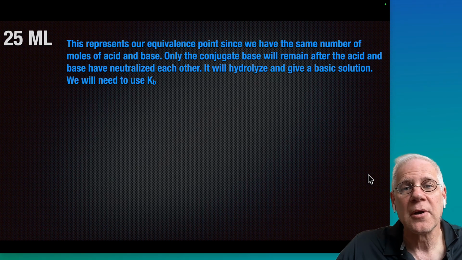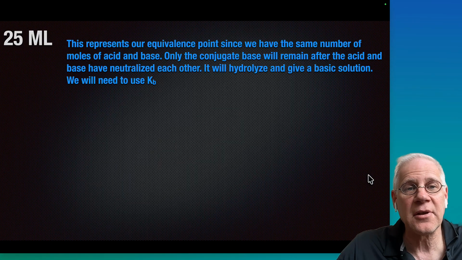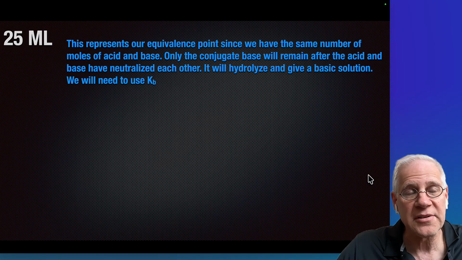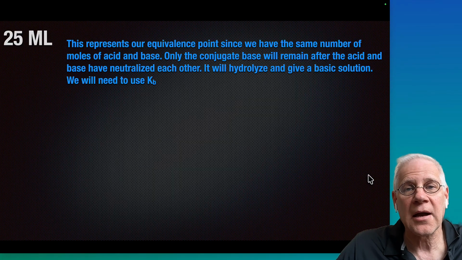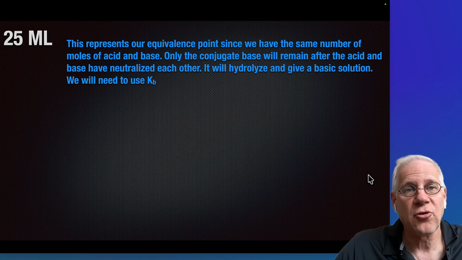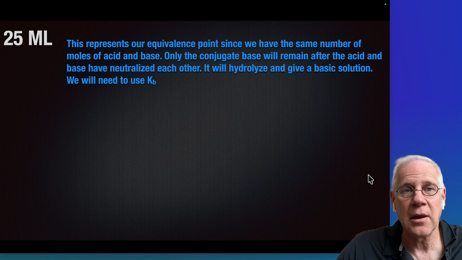So at the endpoint, only the conjugate base, the acetate ion, will remain because the acid and the base that are reacting have completely neutralized each other. So there'll be no more OH minus from the sodium hydroxide. There'll be no more acetic acid because it's been neutralized. So when we have that conjugate base of a weak acid, it will act as a base in water. It will hydrolyze and give a basic solution. So because we have a base reacting with water, we need to use Kb and not Ka.